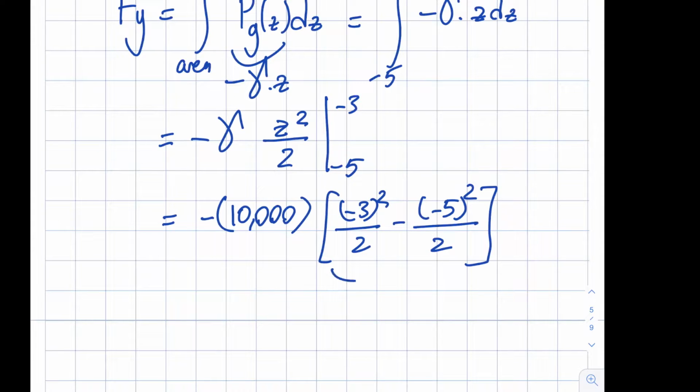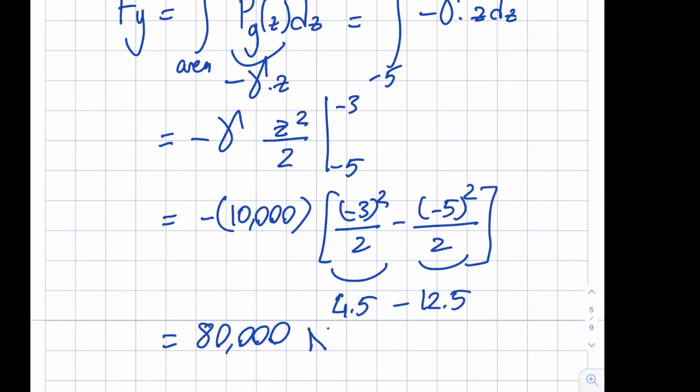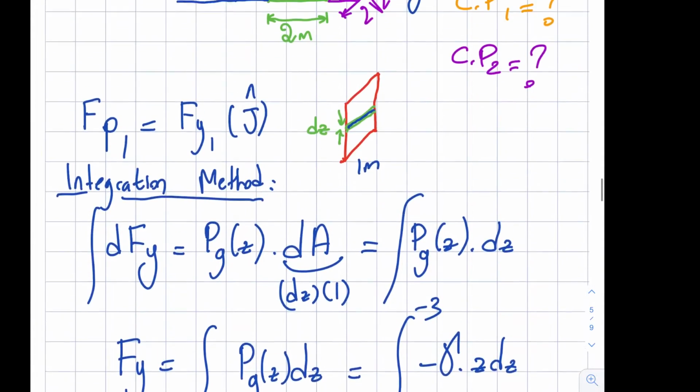Let's take a look. So this becomes what? Plus 4.5, right? Because -3 squared is plus value. And this becomes what? 12.5. And then so I have a negative sign here. So this becomes -8. -8. So at the end, I'm going to get a plus 80,000. What's the unit? Newton. Or I can say 80 kilonewton is my final answer for this particular force amount.